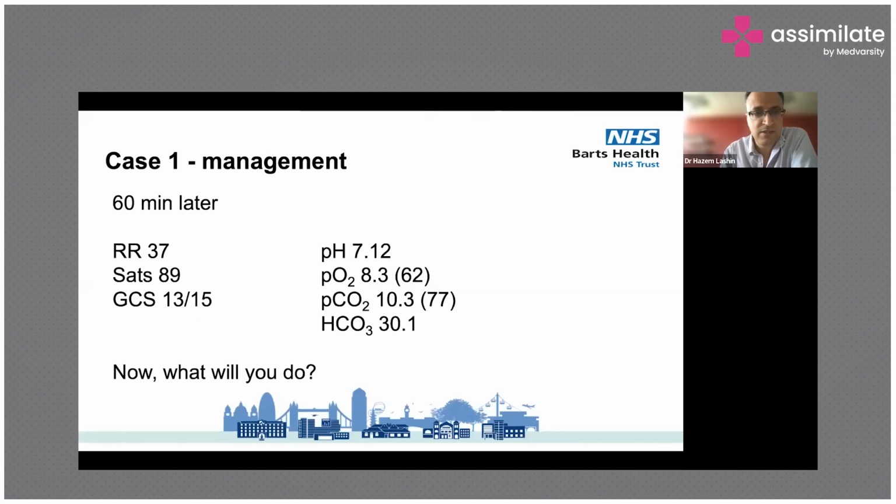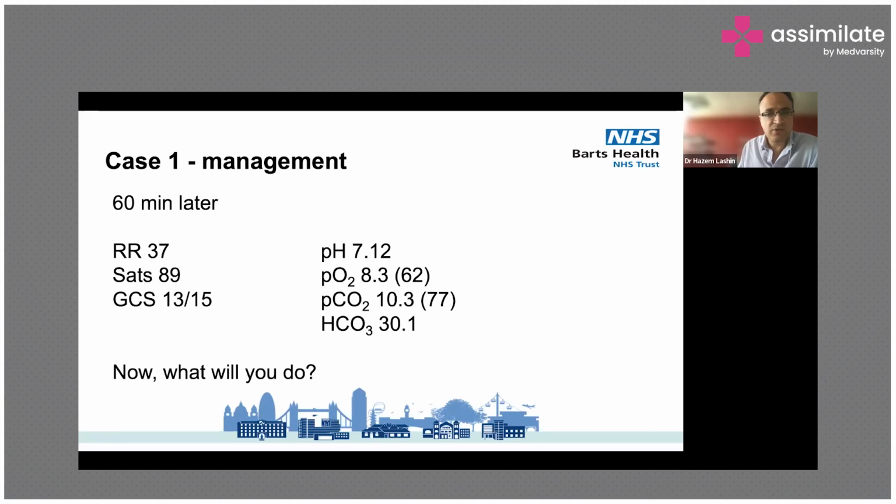Great. Okay. So you come in an hour later, and this is your patient. So respiratory rate 37, SATS 89, GCS has dropped a bit to 13, and this is his gases. What do you do now? There's one answer, early invasive. Okay, yes, good. I assume by that you mean invasive ventilation? Or intubation, mechanical ventilation?